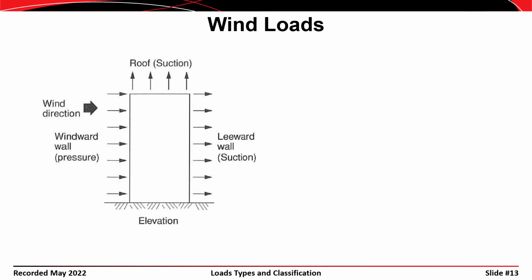So consider wind acting on this structure. Wind is blowing from left to right in this case, and on the windward side, it creates a positive pressure or a force against the face of the structure, and on the leeward side, it creates a suction or a negative pressure. When it passes over a flat roof, it creates a suction upwards, a negative pressure, which results in an uplift on the building.